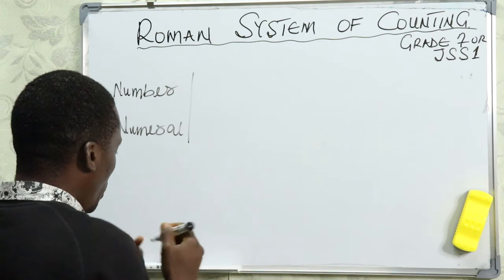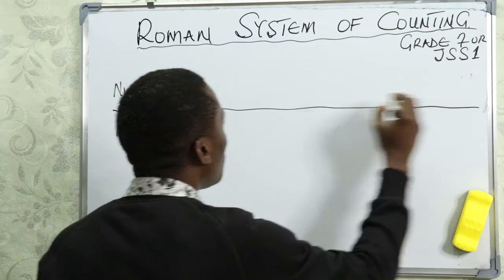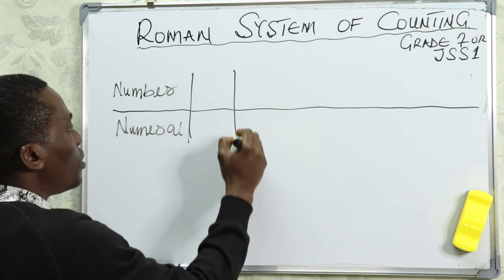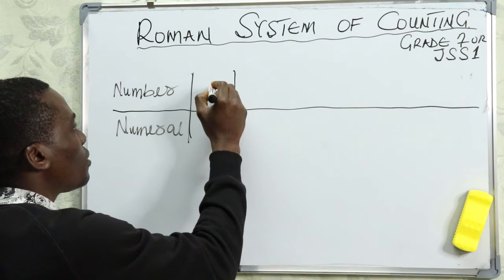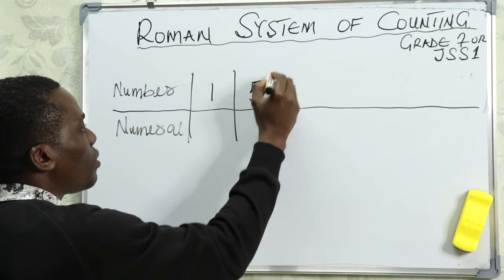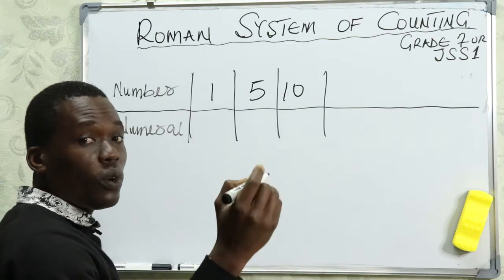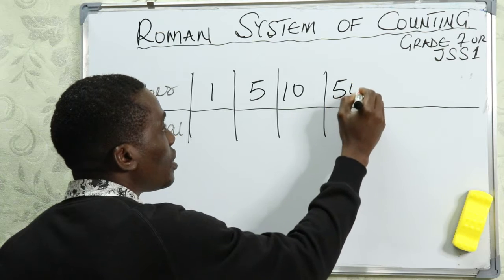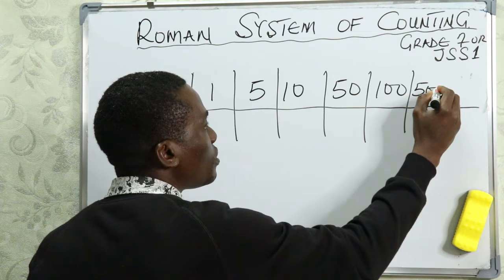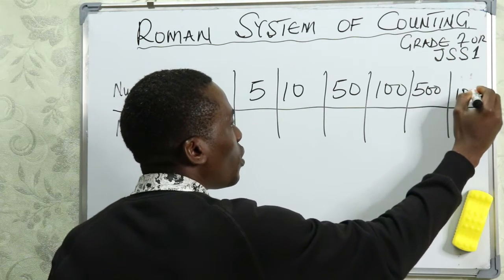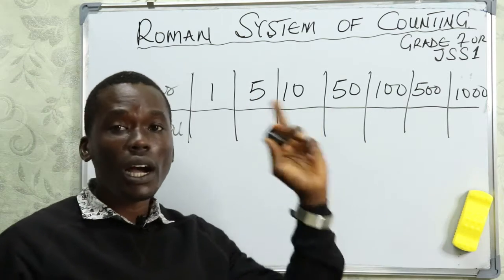Now let's go. We're going to look at each of these numbers and their value in Roman numerals. Remember, I told you that they are the 7 keys you need to know. The first one is number 1, the second one is number 5, the third one is number 10, the other one is number 50, the other one is number 100, the other one is number 500, and the other one is 1000. I call them the 7 keys: 1, 2, 3, 4, 5, 6, and 7.